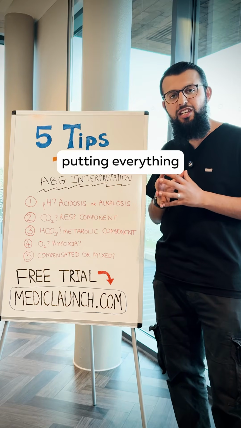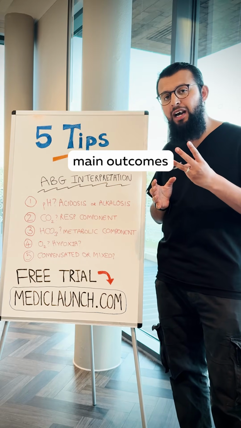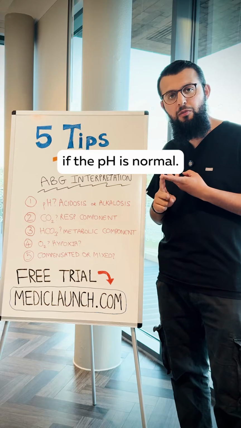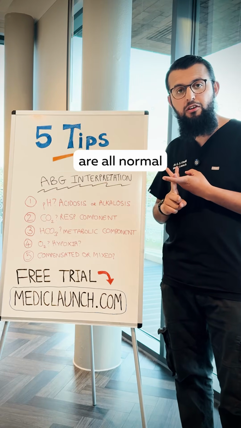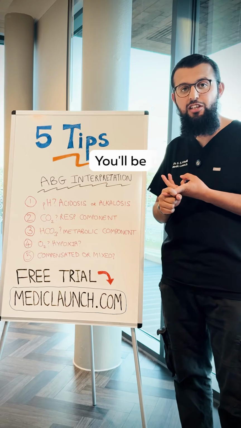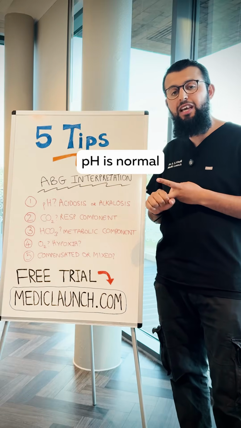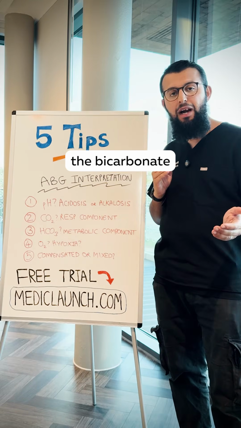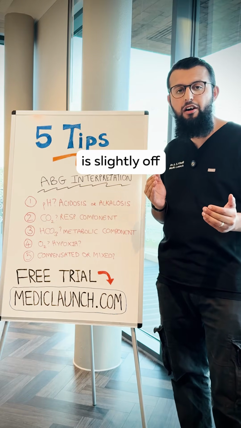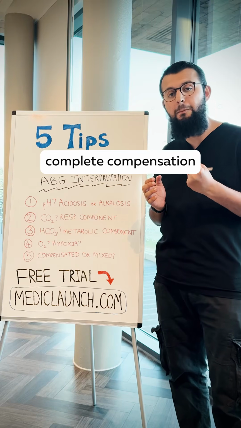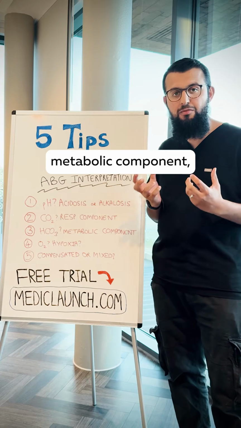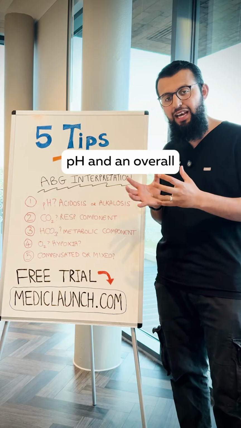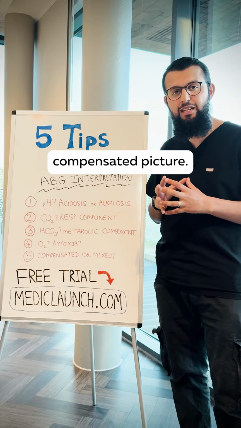Finally, putting everything together in one picture. There are 3 main outcomes that can happen. If the pH is normal, CO2 and bicarbonate are all normal, that's a normal ABG, you'll be pleased to know. However, if the pH is normal, but either the bicarbonate or the CO2 are slightly off, that indicates there's a complete compensation from either the respiratory or the metabolic component, leading to a normal pH and an overall compensated picture.